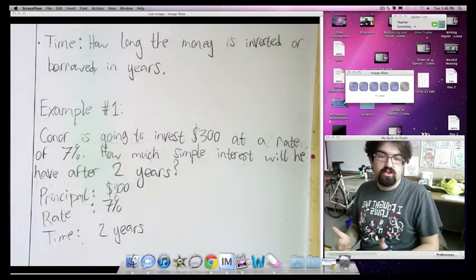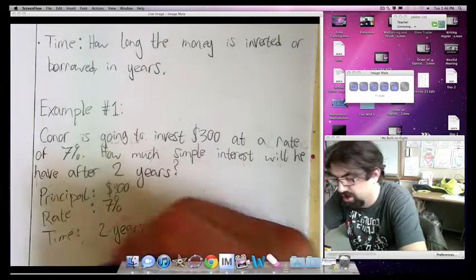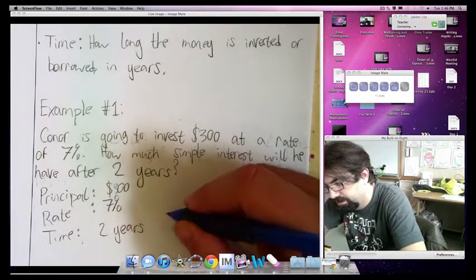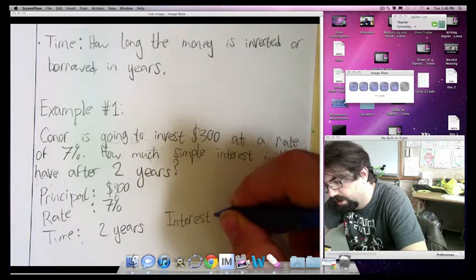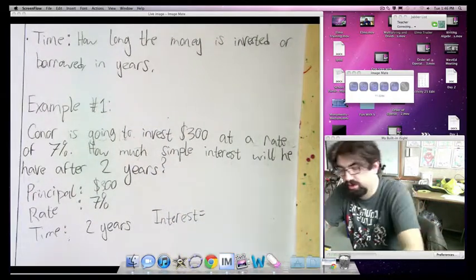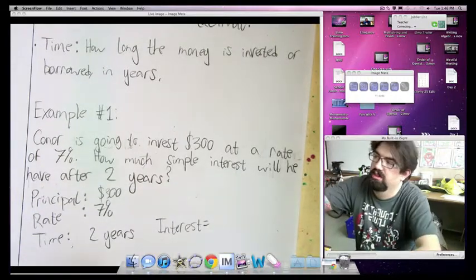So I'm going to figure out my interest by multiplying all these things together. So here we go. Interest is equal to principal, $300. So let's zoom in on this one.